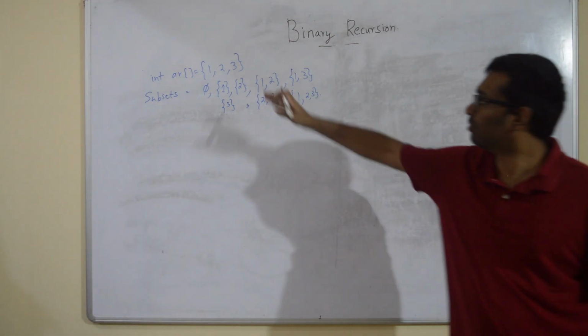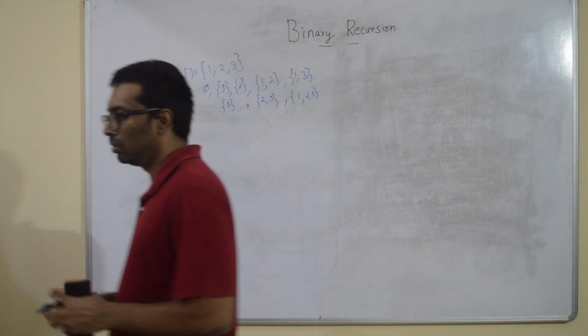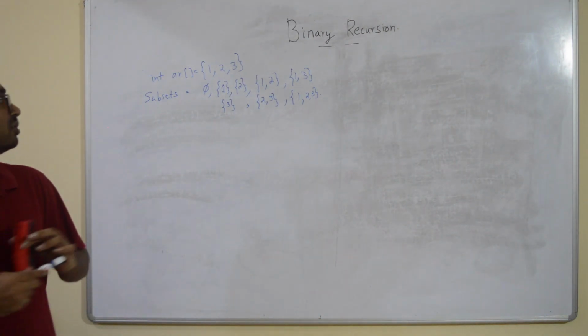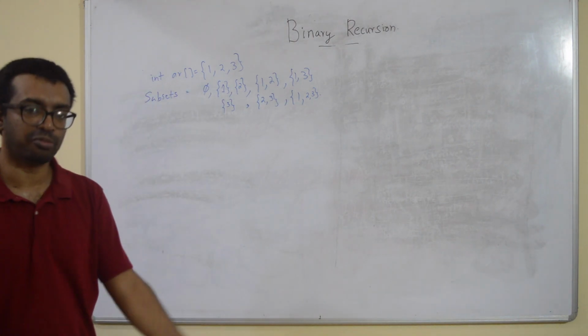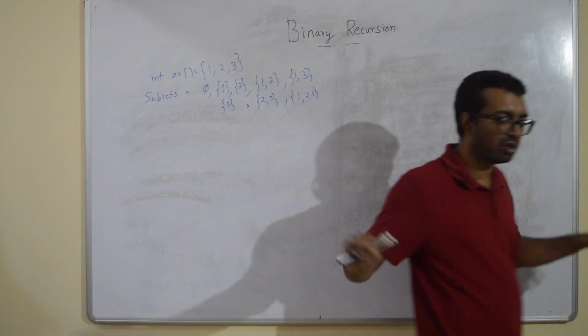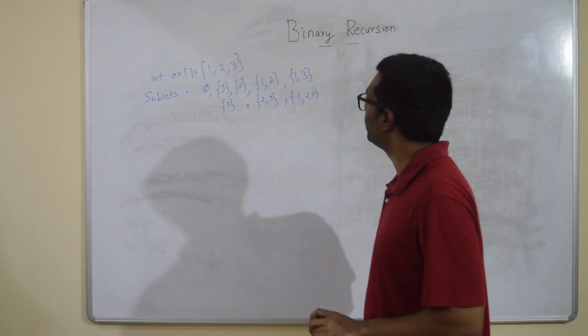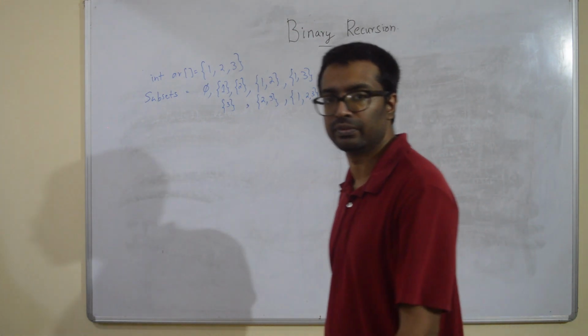It's clear how to write all the subsets if I have, like, 1, 2, 3, 4. Now I want to print all the subsets. So I give you a set in the form of an array, and I am interested in printing all the subsets. How will we solve it recursively?